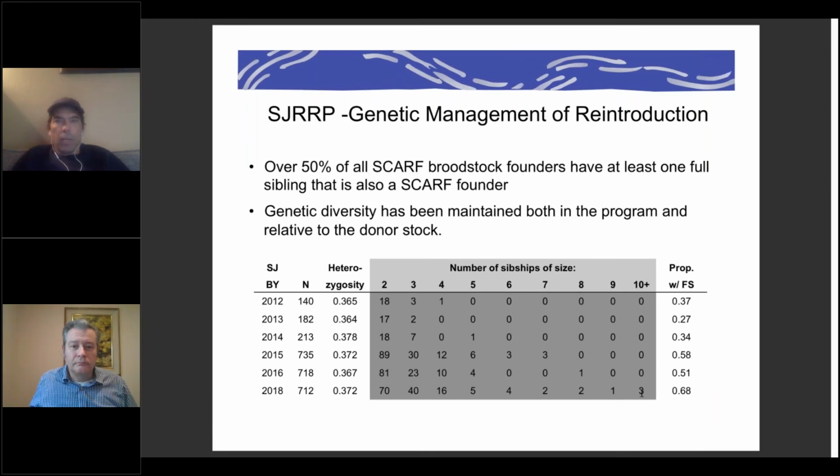And as many as 2/3 of all of the individuals that contribute to the egg lots, the fertilized egg lots that are used as the source, have full siblings that also contribute. So you can imagine there are a lot of cousins and a lot of siblings in our broodstock program in the San Joaquin.